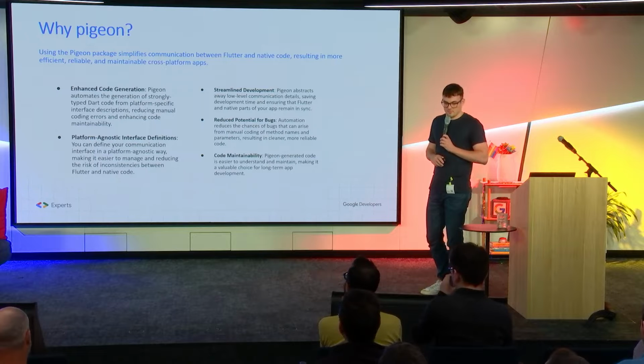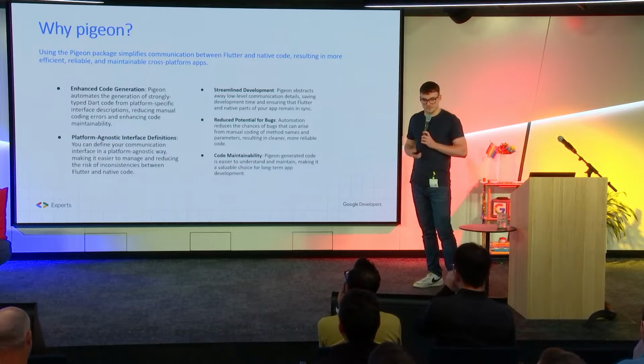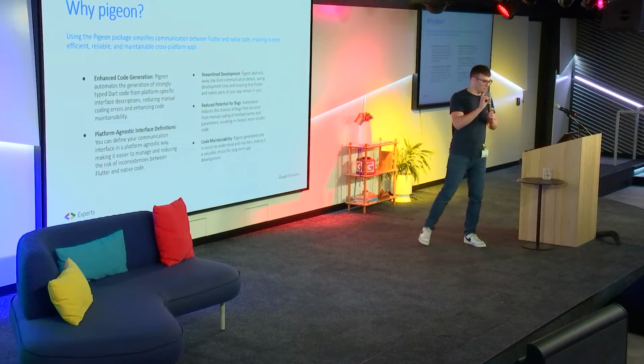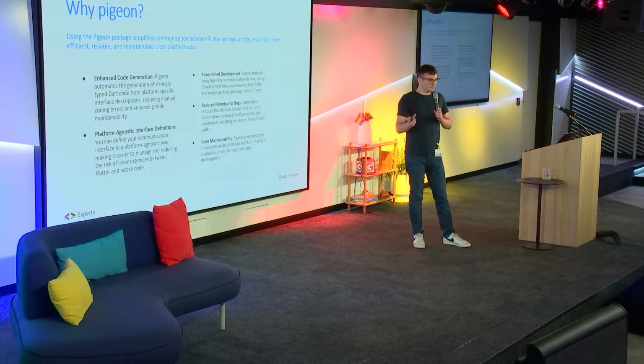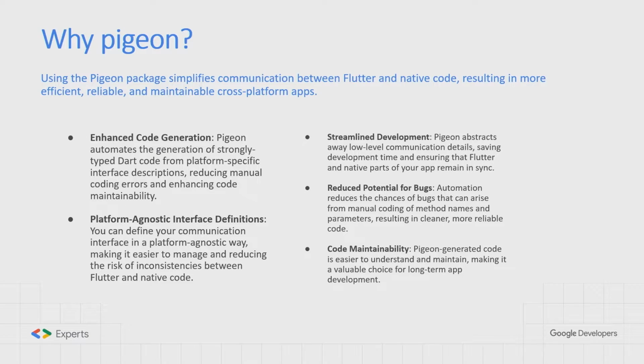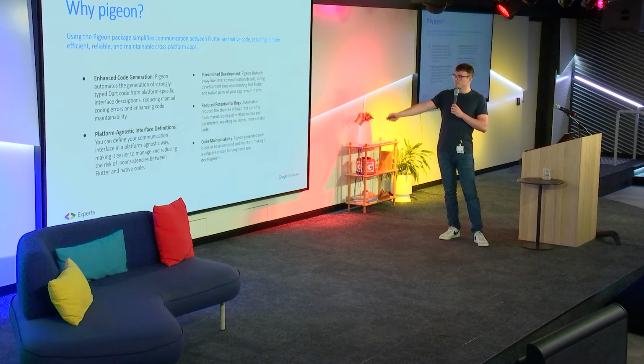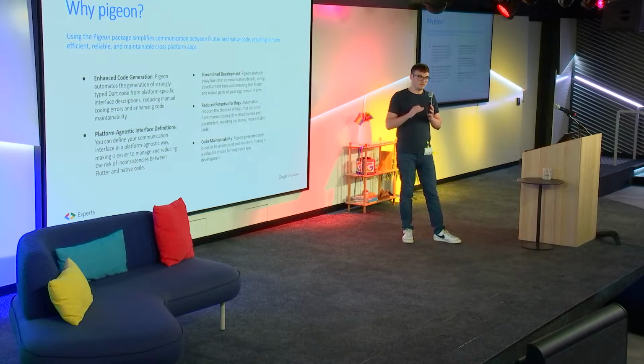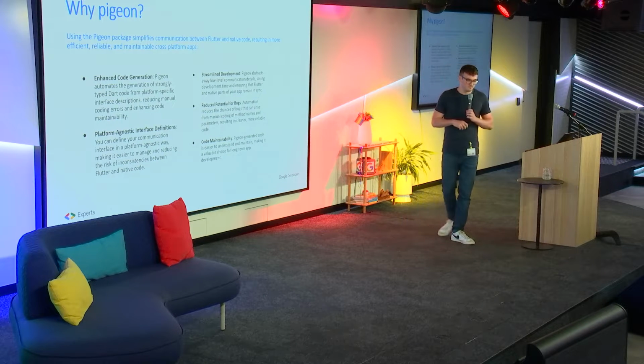So I've put a few things here. I'm not going to read through all of it, but enhanced code generation. It automates a lot of this strongly typed Dart code from platform-specific interfaces, essentially. And it reduces our manual error, or human error, in our parsing of types and all that kind of stuff. Platform-agnostic interface definitions, just making it easier, reducing the risk of inconsistencies between Flutter and native code.